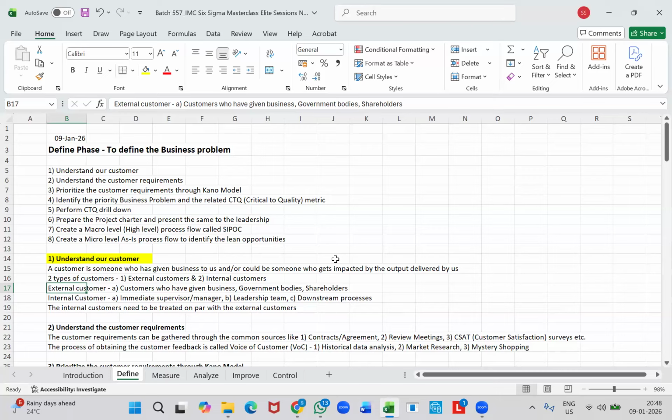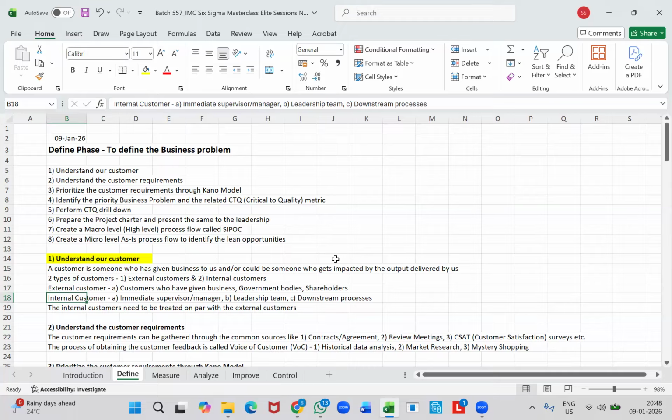So these government bodies, shareholders, they may not have given business to us, but they are getting impacted by the quality of output that is delivered by us. So they would be forming part of this external customer group. And there is an internal customer group. So all these entities that we are going to look at as part of the internal customer group would obviously get impacted by the quality of output that is delivered by us.